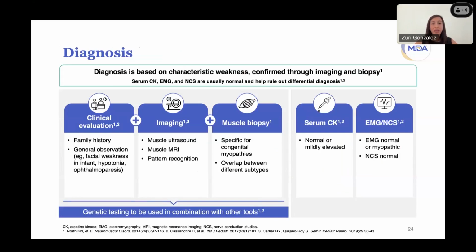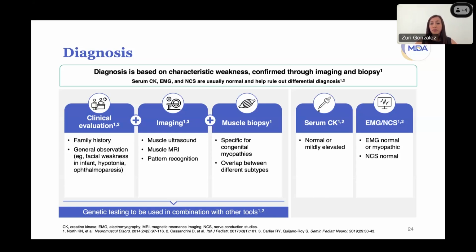The diagnosis, or the suspicion, is going to be clinical. And this is going to be based on the main characteristic of weakness. And then we're going to use other tools to confirm the diagnosis. As I mentioned earlier, now that we have genetic testing, we typically will use that after we have the suspicion from our clinical evaluation. And if after exhausting genetic testing, we do not have an etiology, then moving forward with either imaging or muscle biopsy will be the next steps.